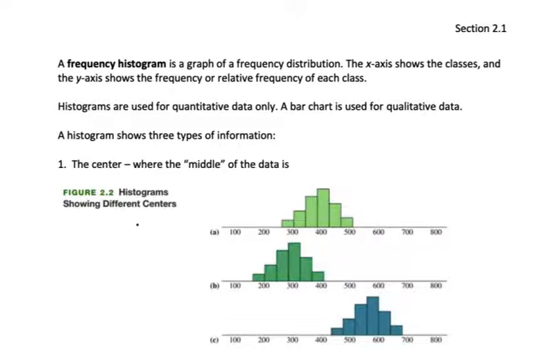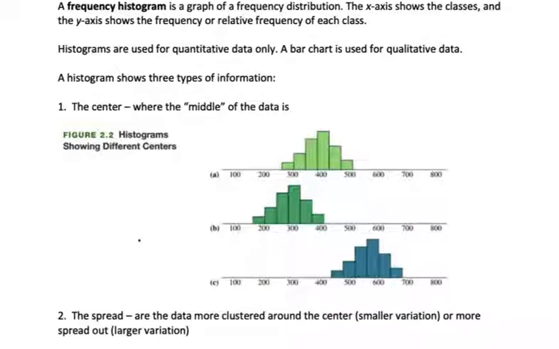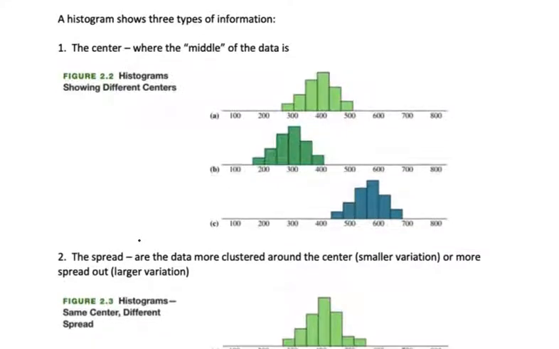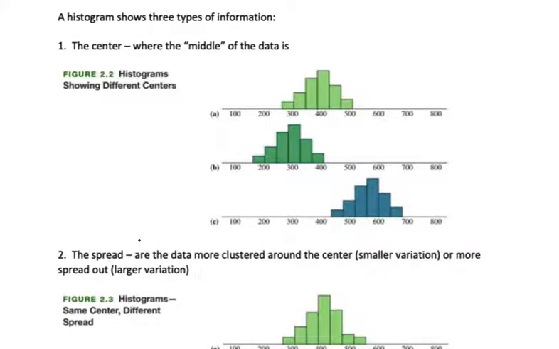If we have qualitative data, then we use what's called a bar chart, which is very similar but a little bit different. Now, we're going to make histograms in Minitab a little bit later on in the course, so don't worry too much about the Excel instructions in the textbook for making histograms. One thing that I do want to talk about are the three types of information that you can get from looking at a histogram. The first is the center, or where the middle of the data is.